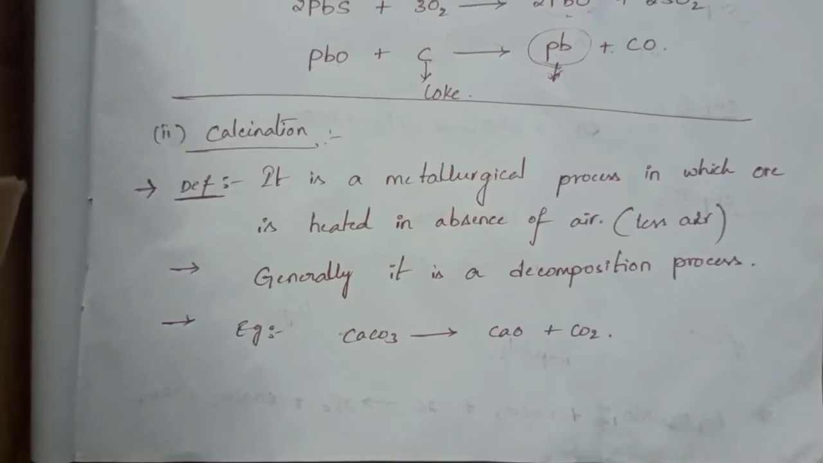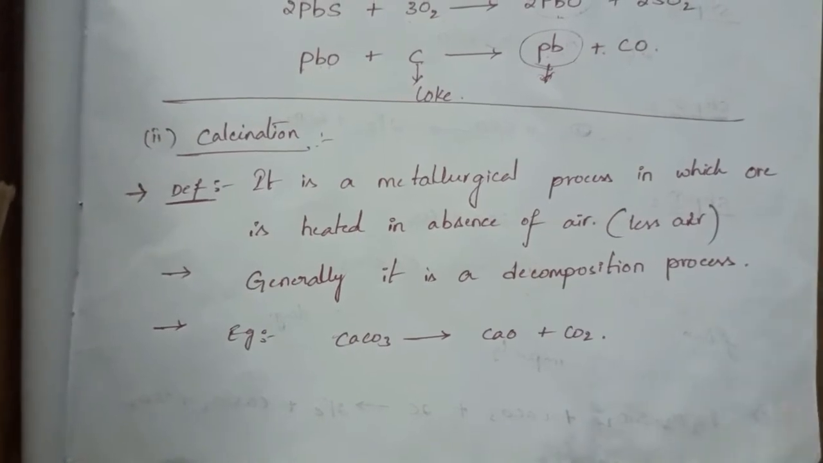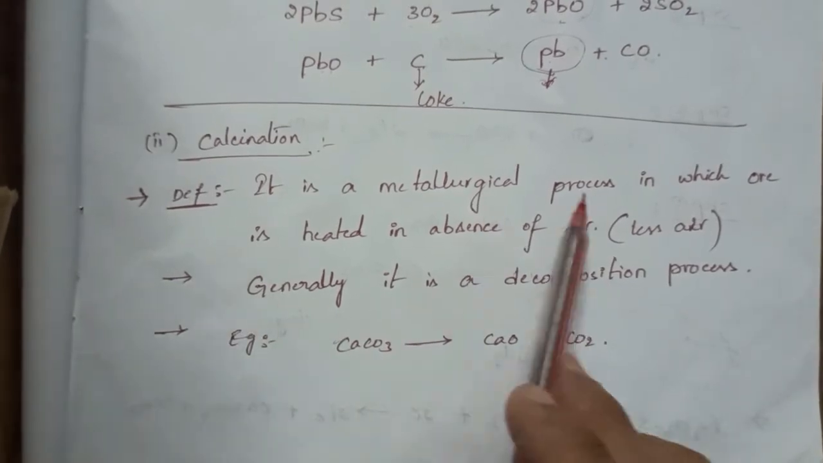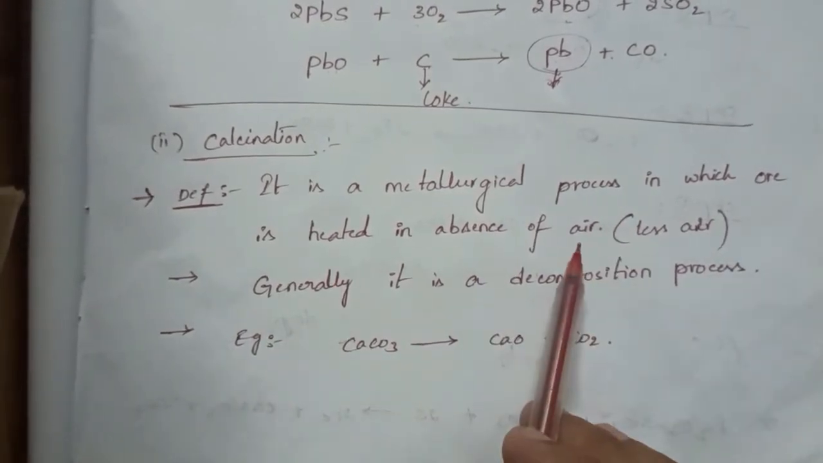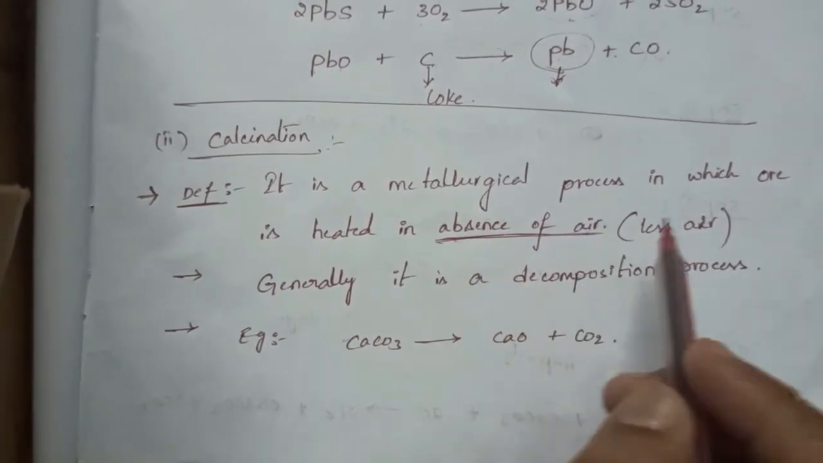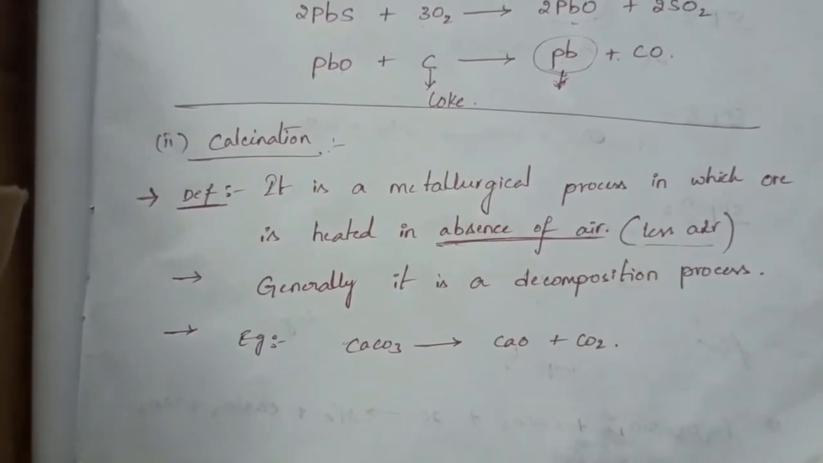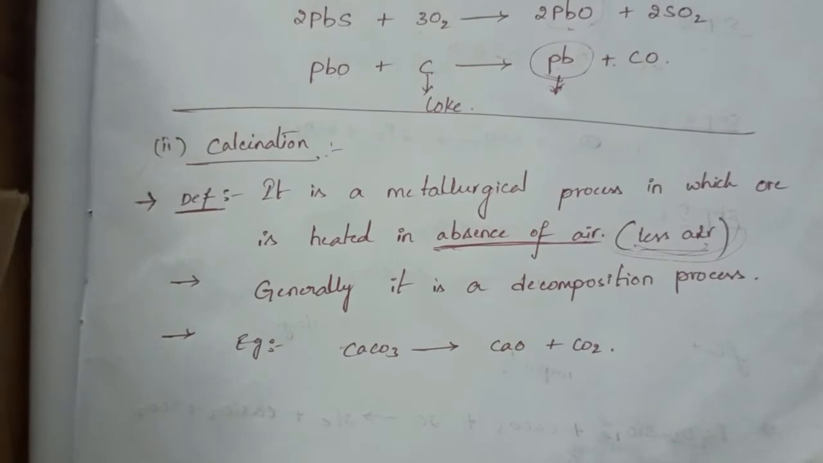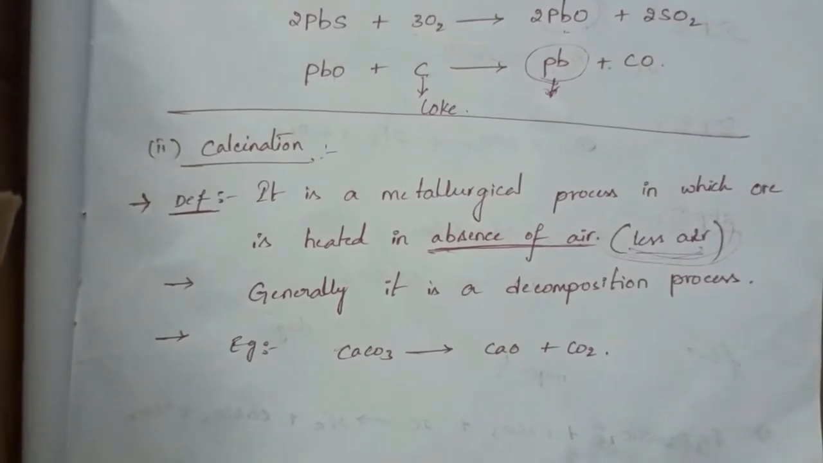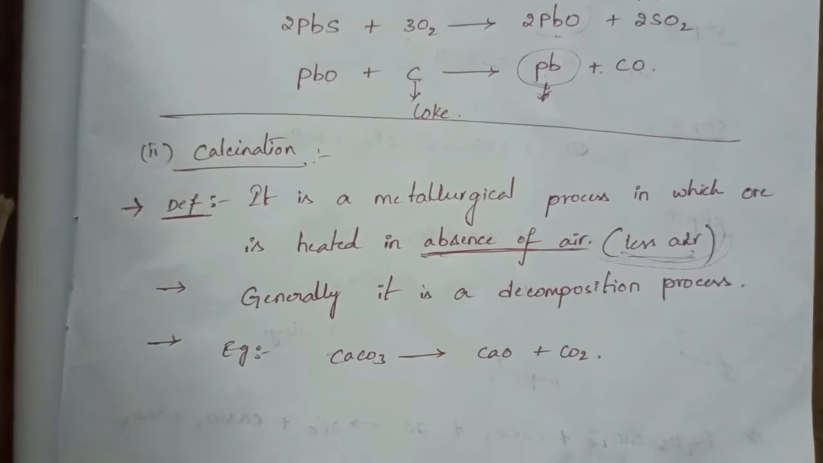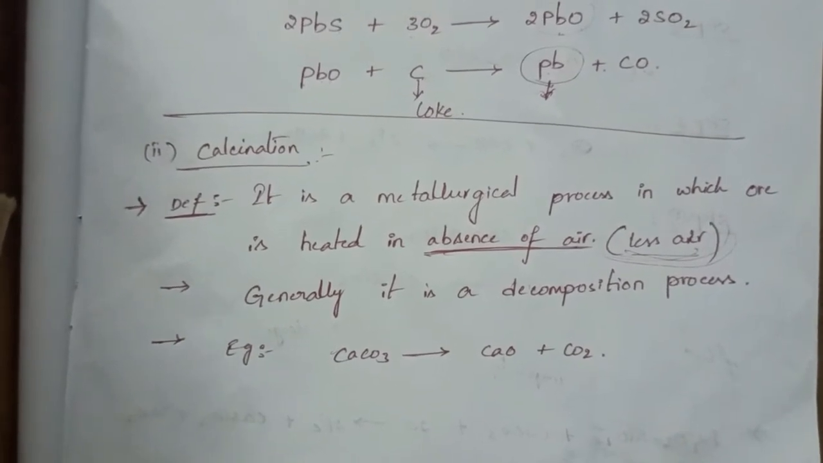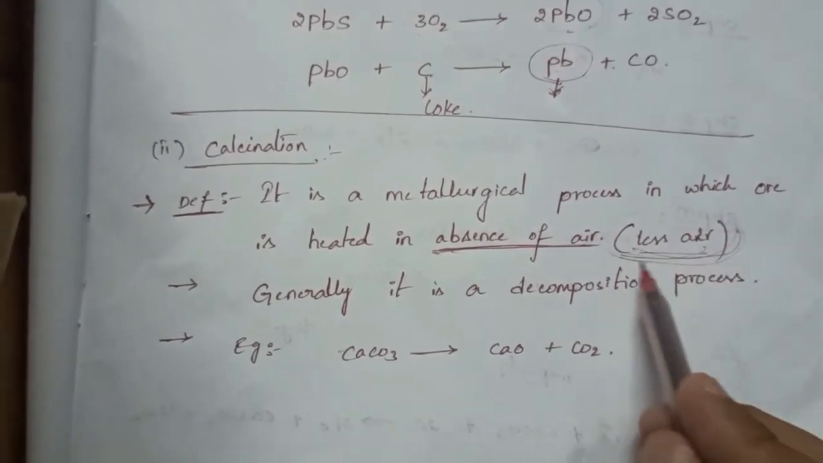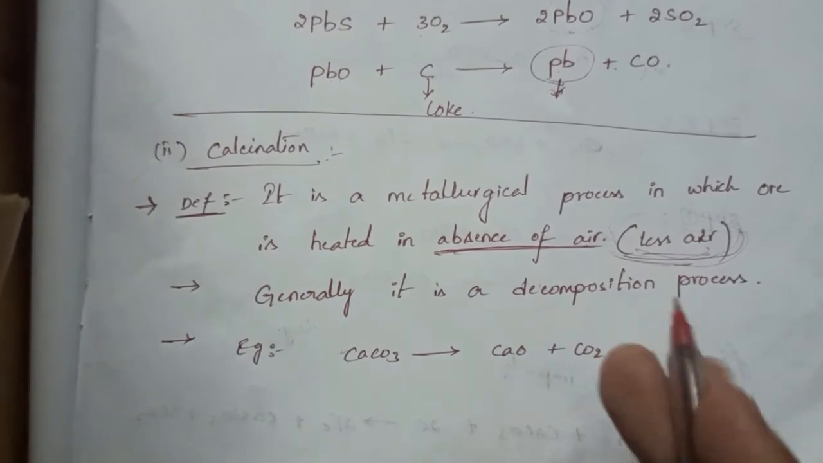The second process is calcination. Here in roasting we said that the ore is heated in presence of air. Calcination is the opposite of roasting. It is a metallurgical process in which ore is heated in absence of air. In absence of air, which means there is no air or just a little air. Why I am using the words little air is that it is impossible to completely separate the air from the process. Why? Because it is a mechanical, large scale process, so there will be some leaks. That's why we use the words less air or no air.